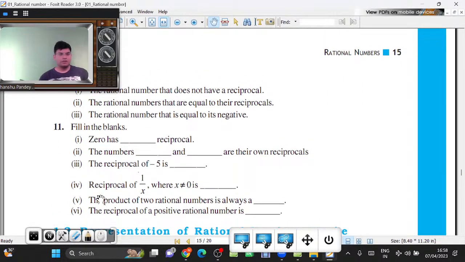Question number 3, the rational number that is equal to its negative. Sir, 0. Yes, sir, 0 only. So 0/1, you have to write rational number, you cannot write 0. 0 is a whole number. Yes, sir, 0/1. Okay, question number 11, Anvita, 0 has no reciprocal. Okay, and Vihan, the numbers dash and dash are their own reciprocals. -1 and 1. Okay, Daksh, the reciprocal of -5 is.